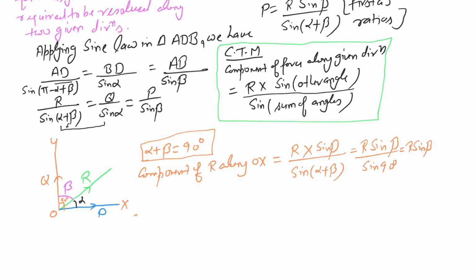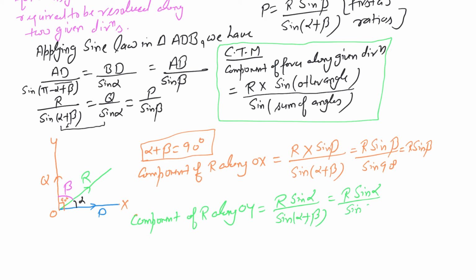Similarly, the component of R along OY is equal to R. You see, the primary angle in this case will be beta, and the other angle will be alpha. Sine of the other angle divided by the sum of the angles alpha plus beta is equal to R sine alpha divided by sine 90 degrees, and you know that is equal to R sine alpha. So one component is in terms of beta, the other is in alpha.